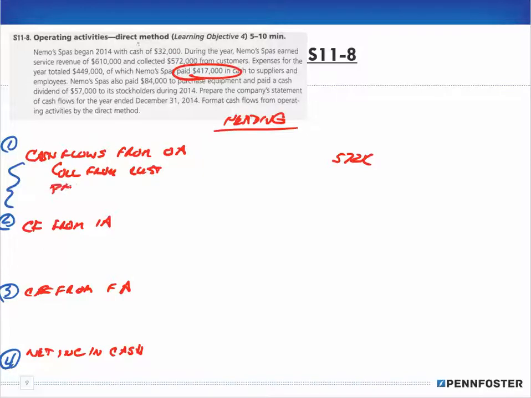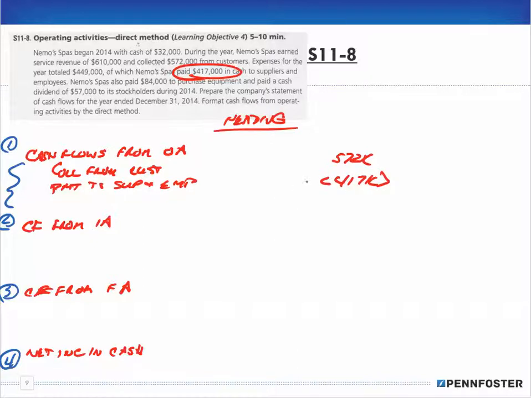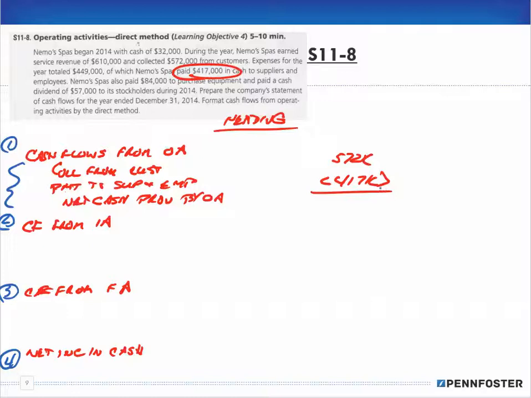So we have payments to suppliers and employees of $417,000. Okay, so that'll give us our net cash provided by operating activities, right, of $155,000. Difference between those two numbers. Right? So this work is not that difficult.